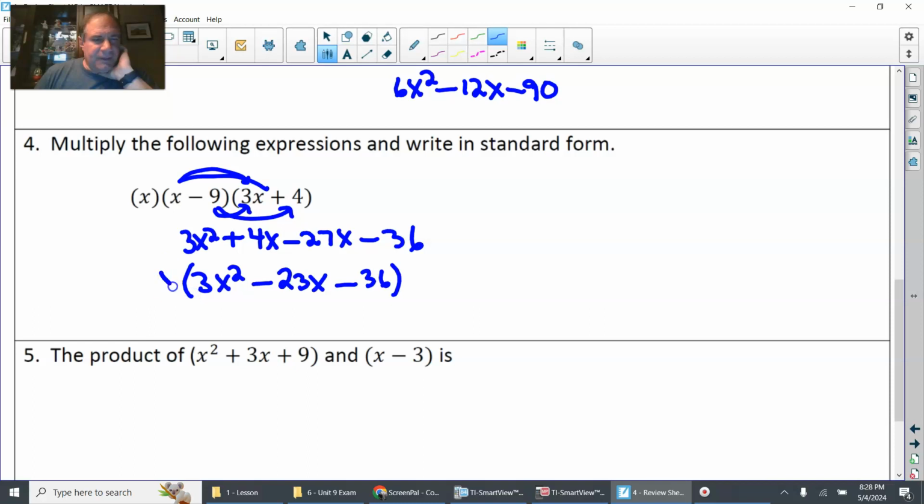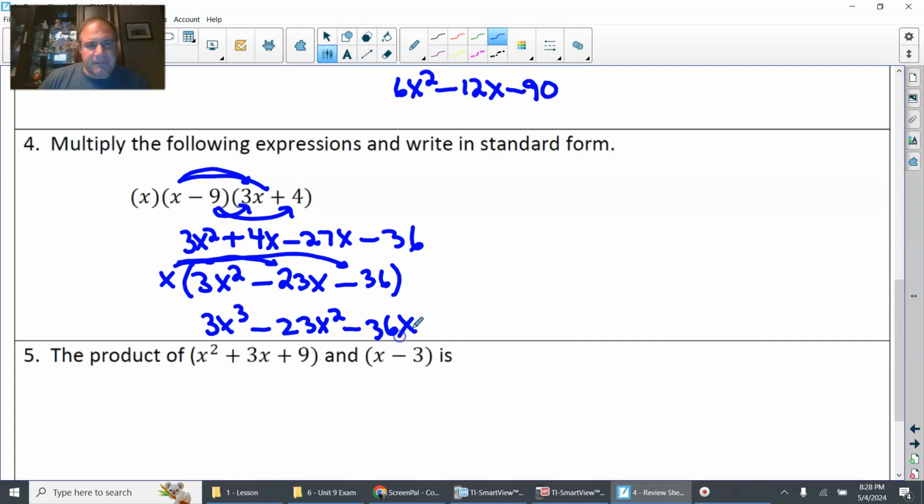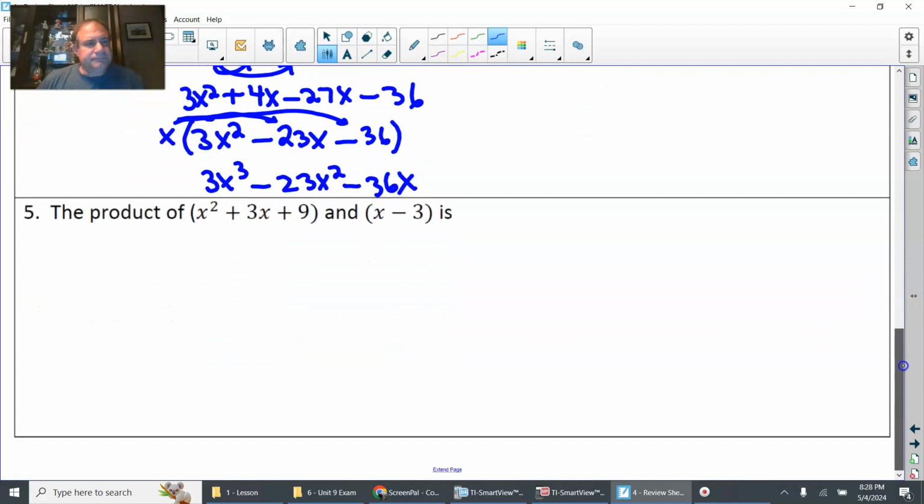Remember, I have to multiply the x now to distribute. And this is what I'm doing. X times 3x squared is 3x to the third. X times negative 23x is negative 23x squared. And then minus 36x. Final answer. The product of these two, remember, you just have to rewrite it.